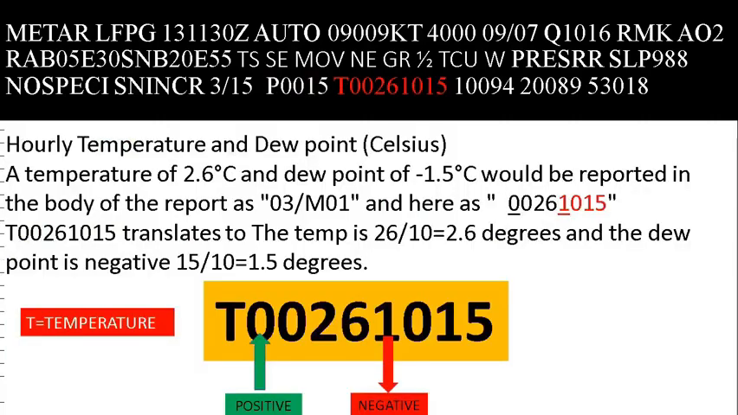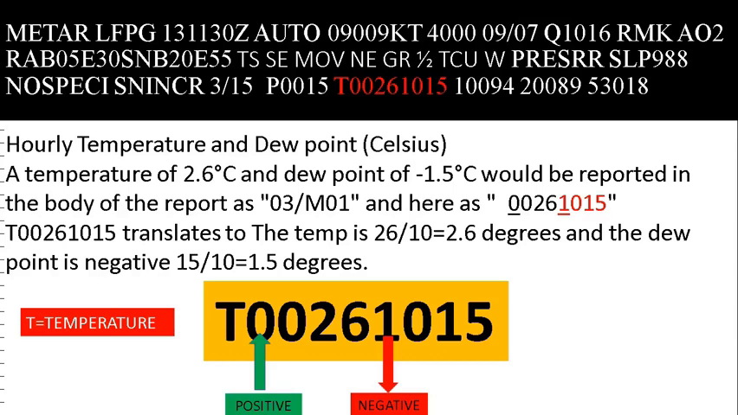Next is hourly temperature and dew point, which is given in Celsius. It is like T0026 1015. The first 4 numbers represent temperature and the last 4 numbers represent dew point. After T, this 0 has been given. If 0 is given, it represents a positive temperature, and if it is 1, then it is a negative number. So our number is 026. You just divide 26 by 10, so we get 2.6 degrees. And as the first number is 0, it's a positive 2.6 degrees temperature.